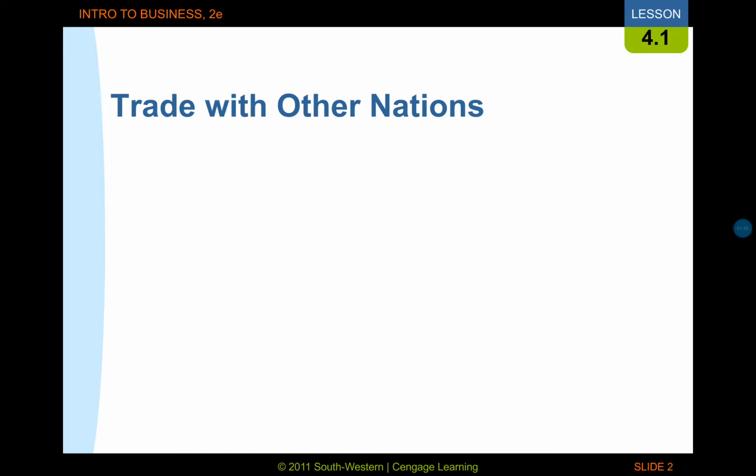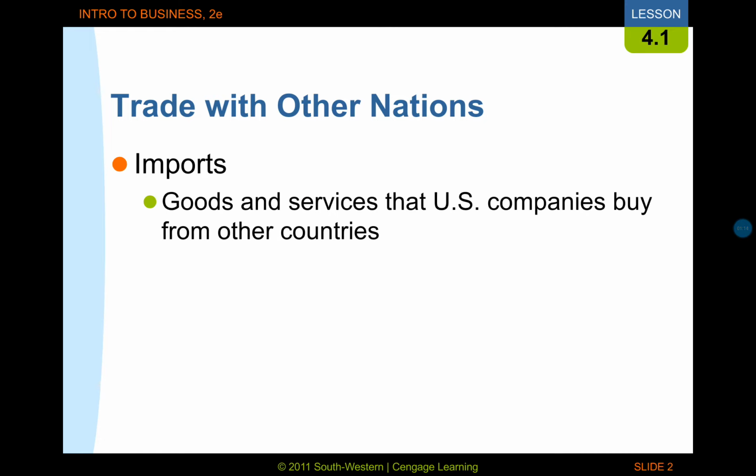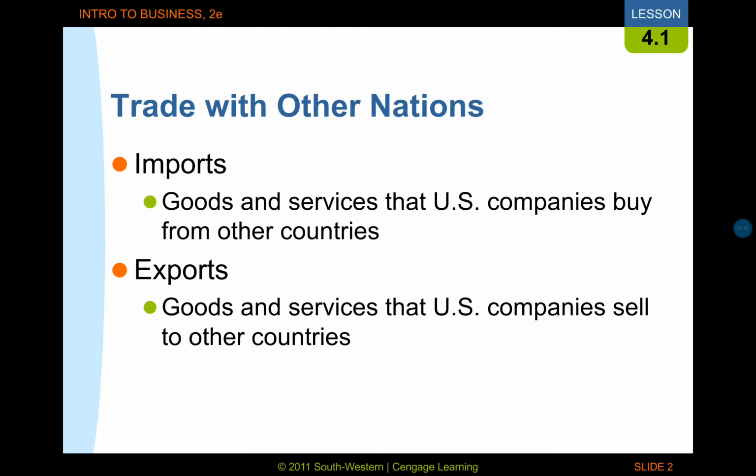These are called imports and exports. So an import is goods and services that U.S. companies buy from other countries. And an export is goods and services that U.S. companies sell to other countries.